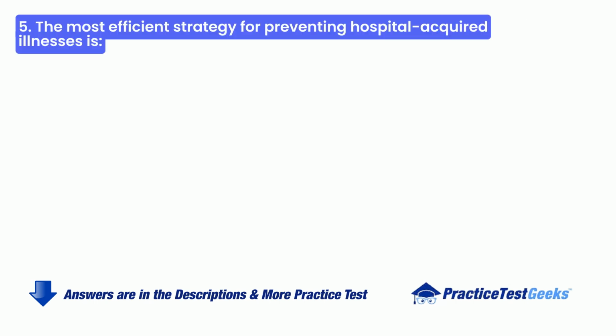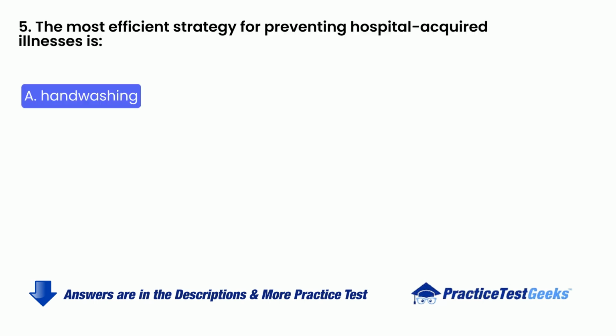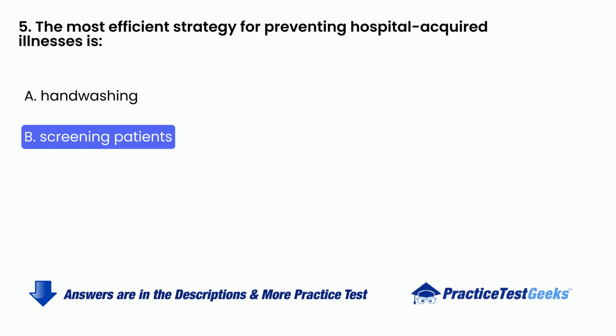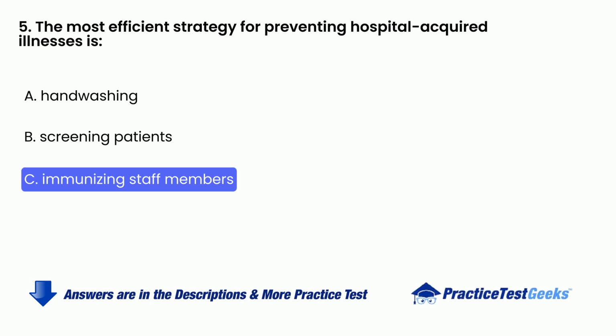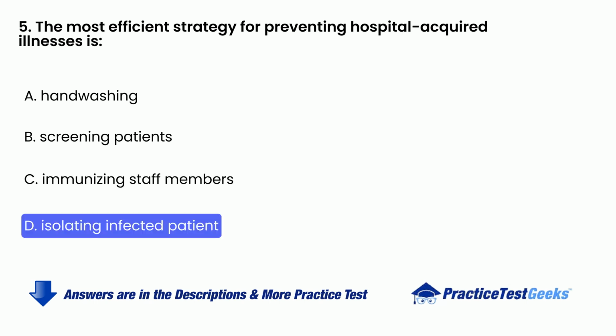The most efficient strategy for preventing hospital-acquired illnesses is A. Hand washing. B. Screening patients. C. Immunizing staff members. D. Isolating infected patients.